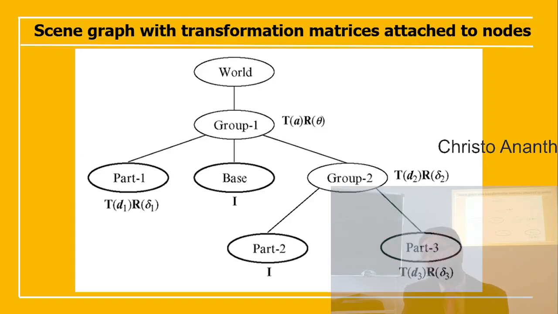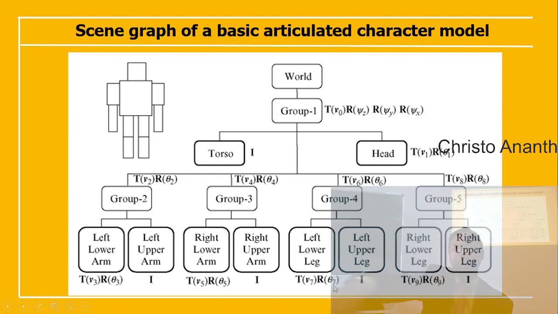So for scene graphs with transformation matrices attached to the nodes, we'll see world, group 1, part 1, base, identity. Base is nothing but identity, then group 2. Part 1 will have transformation T(d1) R(σ1). Group 2 will have T(d2) R(σ2). It will have part 2, which is identity, and part 3, T(d3) R(σ3). So this is the scene graph with transformation matrices attached to the nodes. This completes the scene graph of the basic articulated character model.